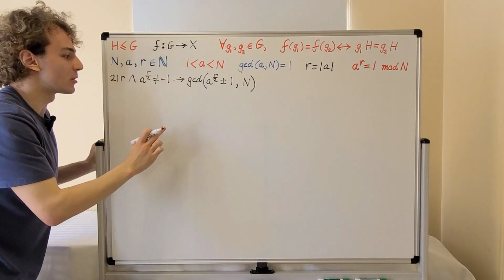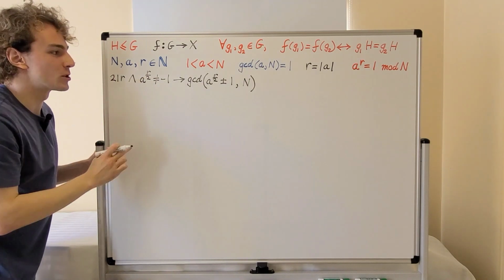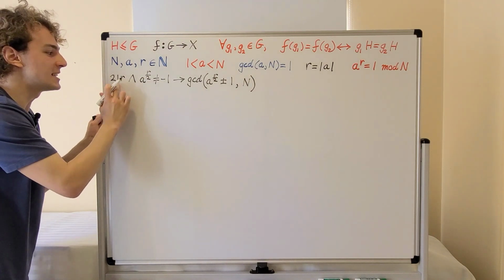But this procedure might fail. So if r is odd, that's going to cause problems. r needs to be even. 2 needs to divide r.